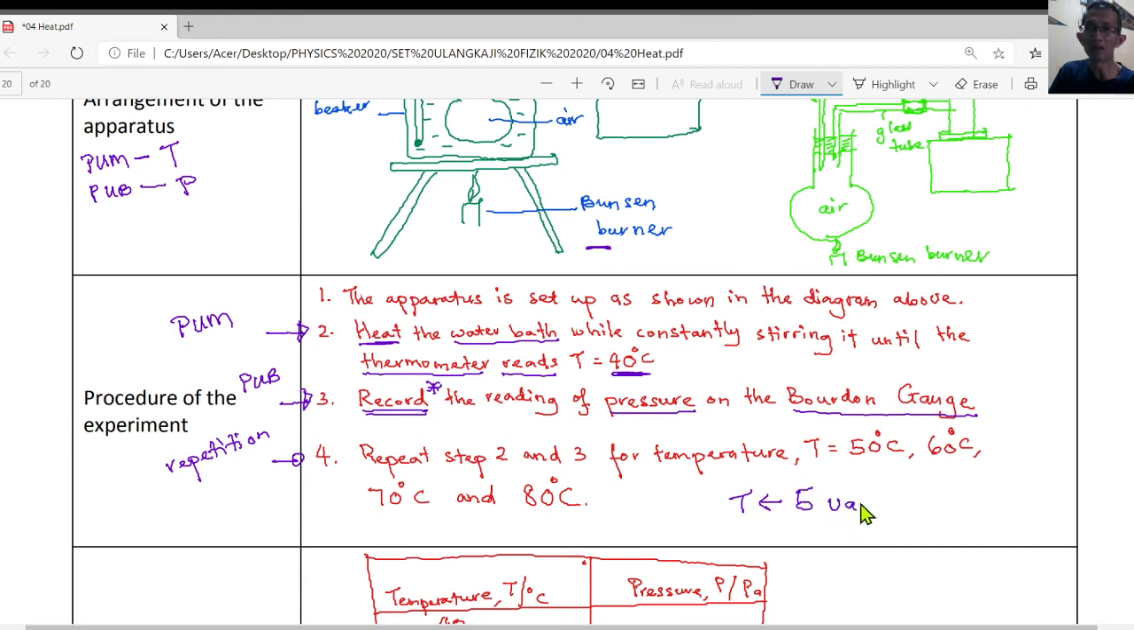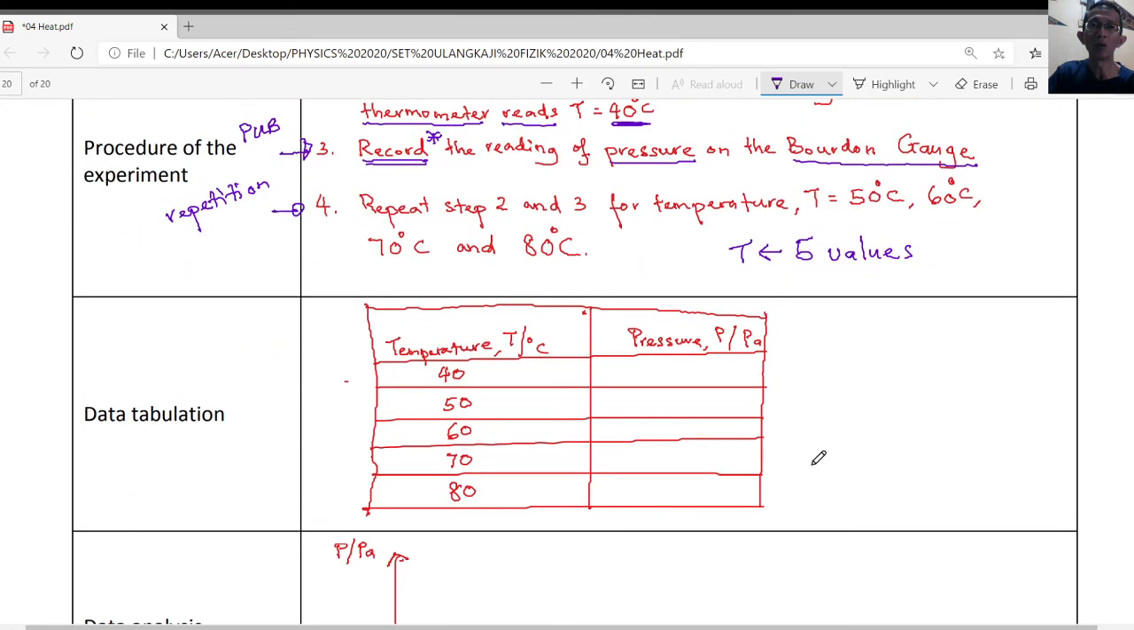This is a must. You must have at least 5 values of your manipulated variable. You cannot have 4. You must have at least 5. Follow?